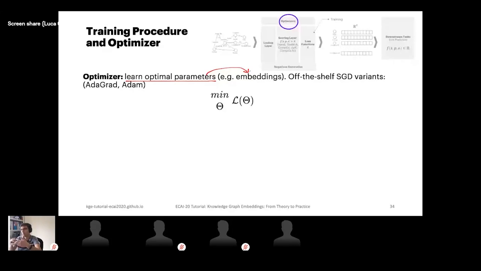So when we train the model, we are learning how to position those vectors in the embedding space, right? We fine-tune the embedding vectors as we go in an iterative fashion, and we use off-the-shelf variants of stochastic gradient descent. We could use stochastic gradient descent, why not? But best results are usually obtained with ADAM or ADAGRAD, right?